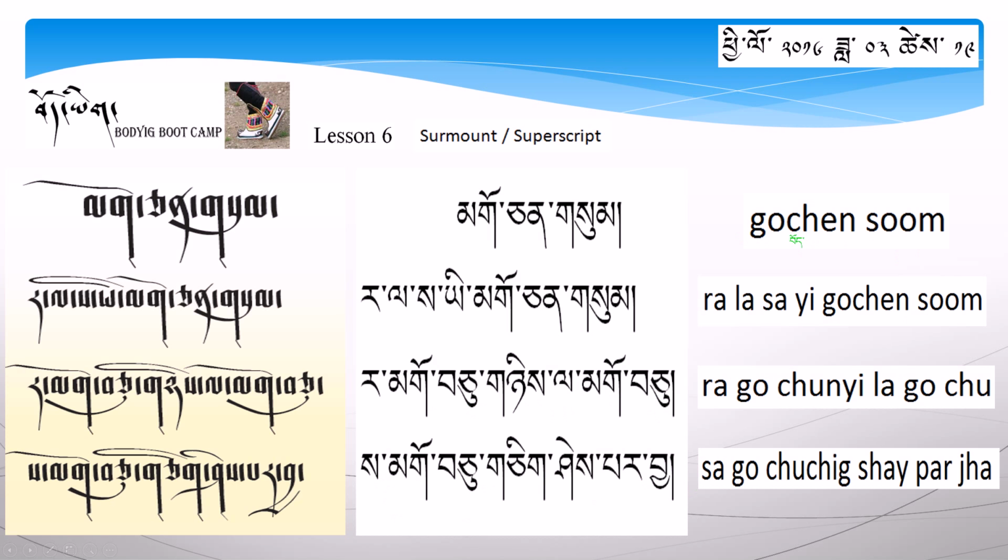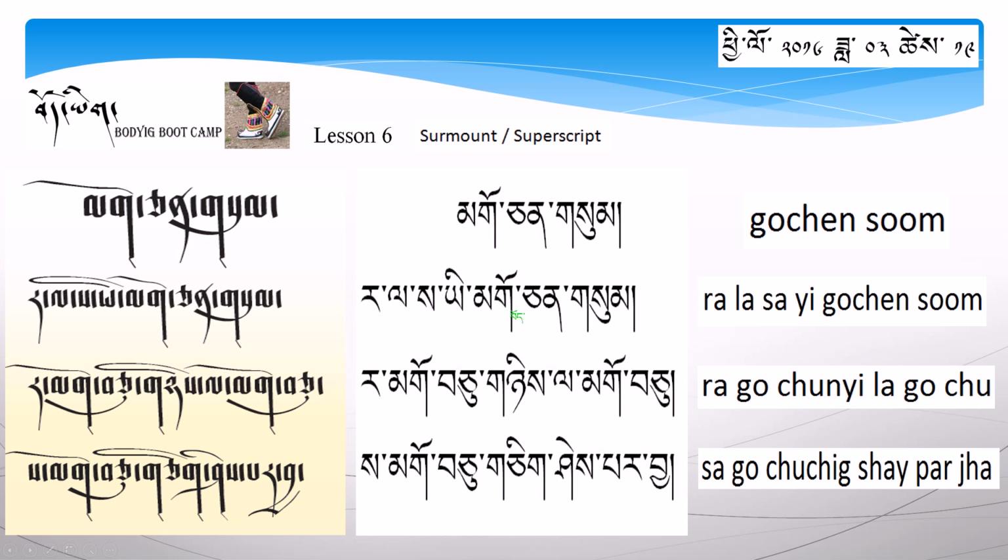I try to write it here the same way you would say it. Basically it's saying Ra La Sa are the three surmount letters: sum meaning three, gojin meaning surmount. You can see this yi could be used as r. Then rango chungi means surmount letter Ra, 12; surmount letter La, 10; and surmount letter Sa, 11. Shepar cha means keep that in mind. That's what you should know and keep in mind.